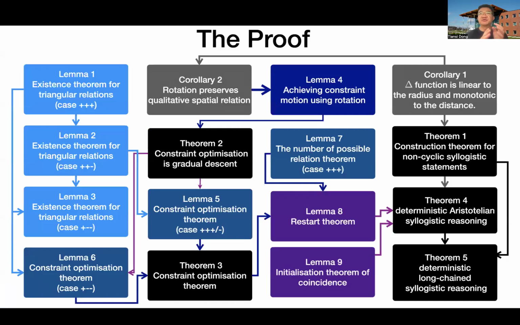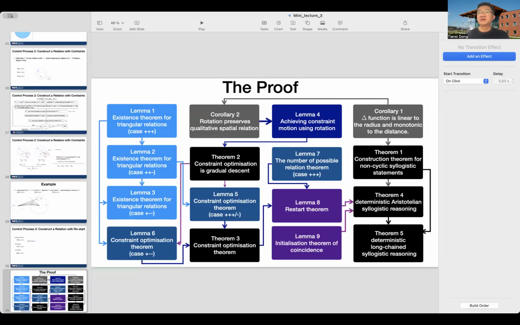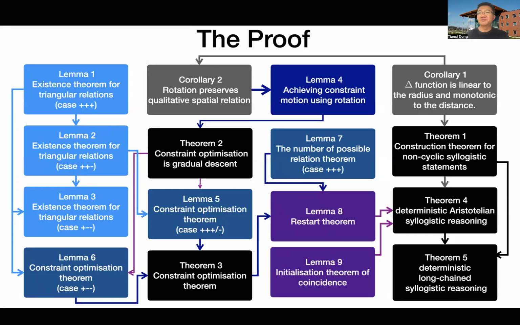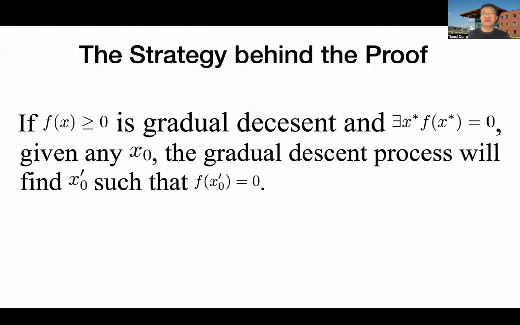So the proof process is to show that this control process, one iteration, can construct a model with necessary one restart. Let me put this in the right place.